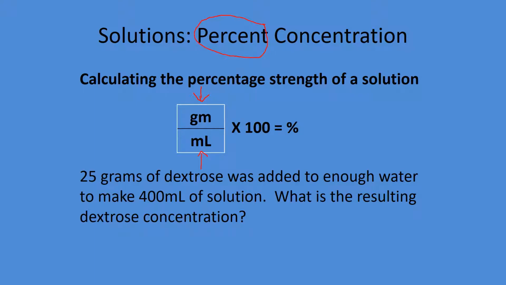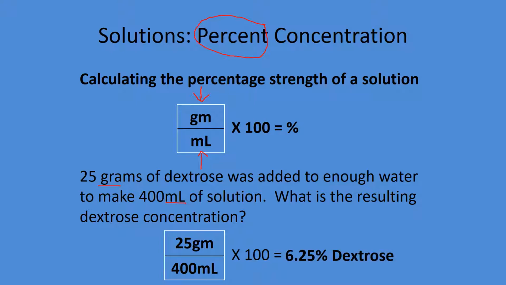So we got a word problem here. 25 grams of dextrose was added to enough water to make 400 mLs of solution. What is the resulting concentration? So we just got to put our grams over mLs, and our units are already in grams and mLs. Then don't forget to multiply by 100 to get to percentage. So 25 grams and 400 mLs total would yield about 6.25% dextrose.